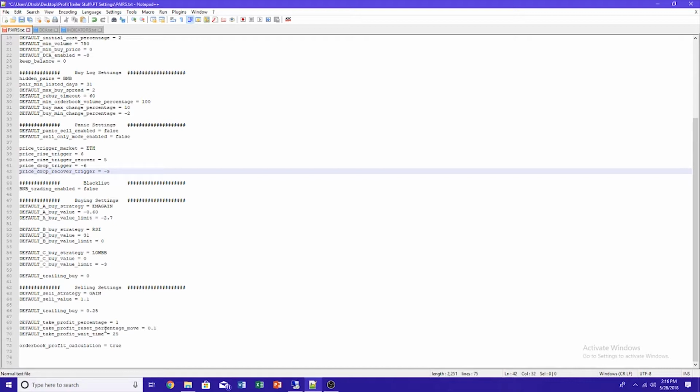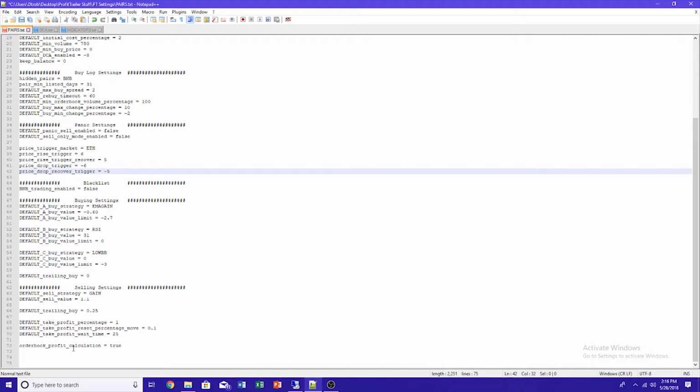The default take profit reset percentage move. So if it hasn't moved at a deviation of 0.1, then it's going to sell it within this 25 minutes. It's wait time. So that's 25 minutes. And then the order book profit calculation equals true.